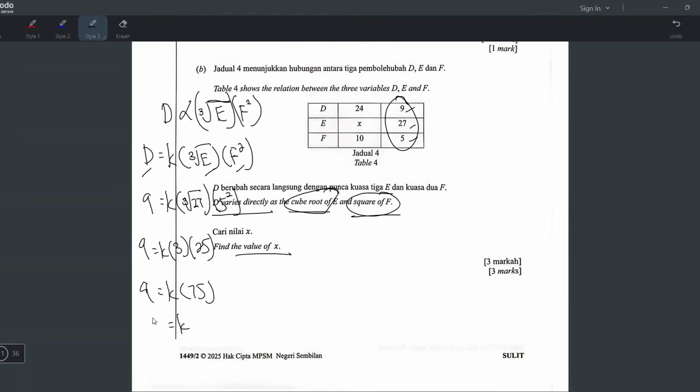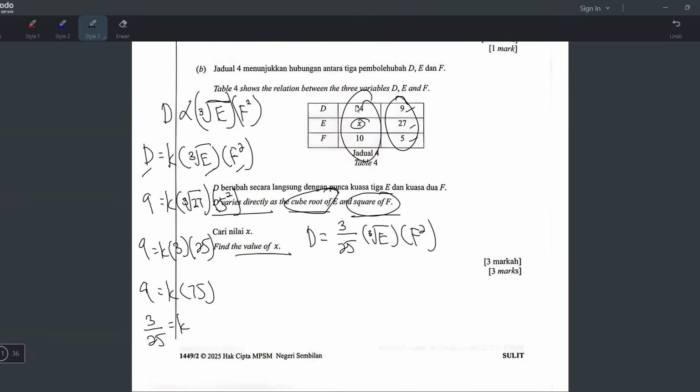So itulah you punya K, tapi belum siap. You kena ambil ini, rewrite. Ya, you kena tulis semula. So your formula is D equals K, which is 3 over 25, multiply with the cube root E, and then multiply with F square. Okay, sekarang kita boleh cari X.